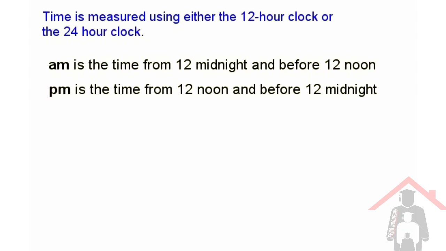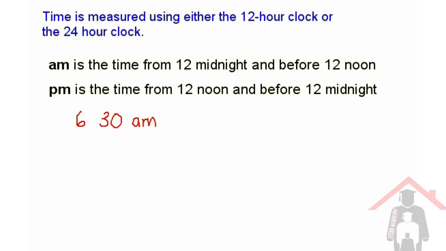Time is measured using either the 12-hour clock or the 24-hour clock. When we use the 12-hour clock, we use AM and PM. AM is the time in the morning, and PM is the time in the afternoon and evening. So, for example, 6:30 in the morning we would write as 6:30 AM in the 12-hour clock.